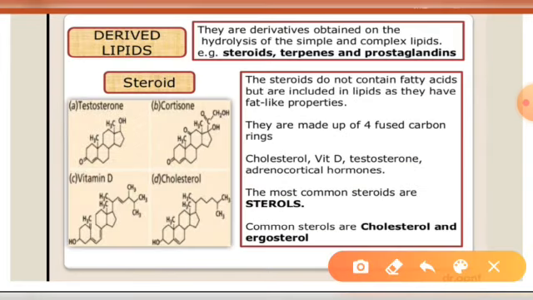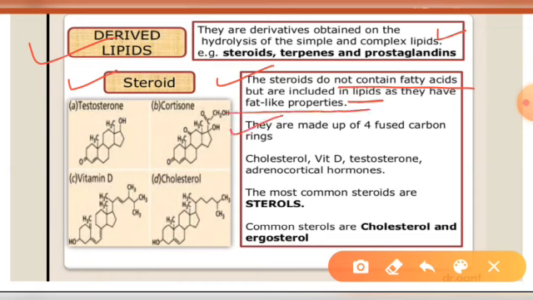Next, last is derived lipids. Derived lipids are the derivatives obtained on the hydrolysis of simple and complex lipids. So these are the derivatives of simple and complex lipids after their hydrolysis. And the most important example of derived lipid is the steroids. These steroids do not contain any fatty acids, but they are included in lipids because they have fat-like properties.